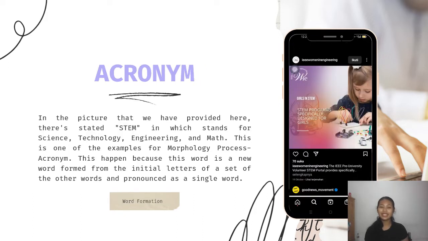The next one is acronym. In the picture that we have provided here, there's stated STEM, which stands for science, technology, engineering, and math. This is one of the examples of the morphology process acronym. This happened because this word is a new word formed from the initial letters of a set of other words and pronounced as a single word.